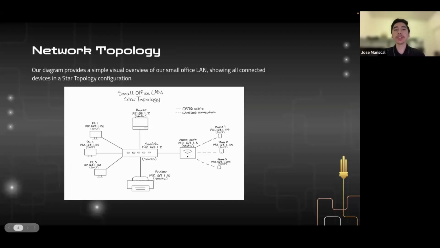So for this slide, we show the network diagram for our office LAN. We have the switch in the center, which is the main hub of our star topology. Every wired device is connected to the switch. Starting, we have the router. This device is responsible for connecting our network to the internet and providing us with firewall security.